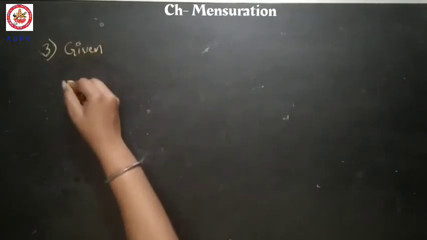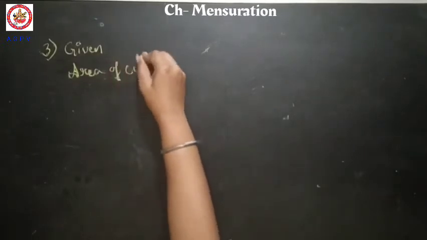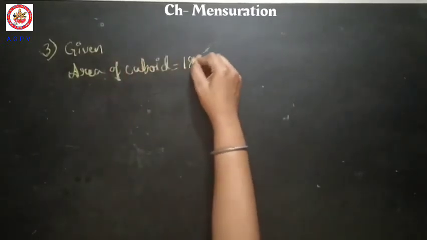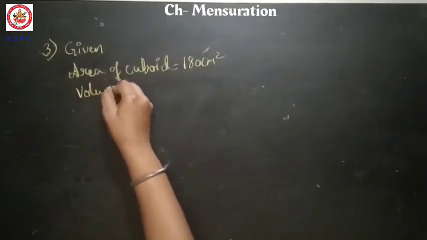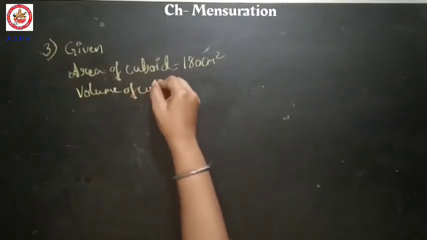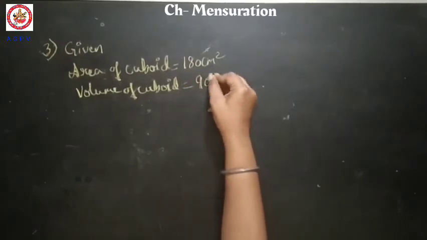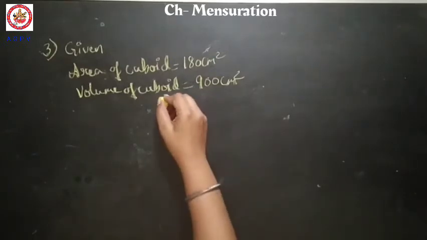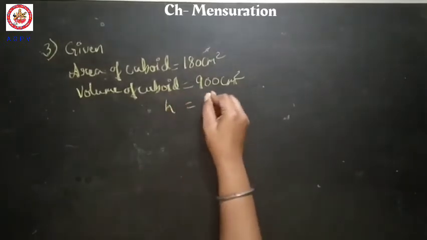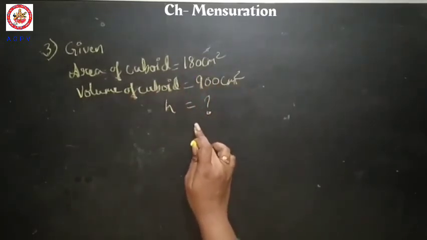Third one, given. Here they gave the area of cuboid, 180 centimeter square, and then they have given the volume of cuboid, which will be equal to 900 centimeter. So here we have to find the height of the cuboid. H is equal to question mark. Now both are given. By keeping this one, we have to find the height of the cuboid.